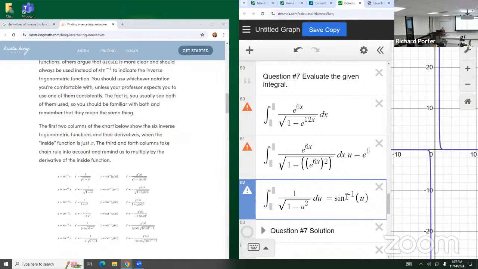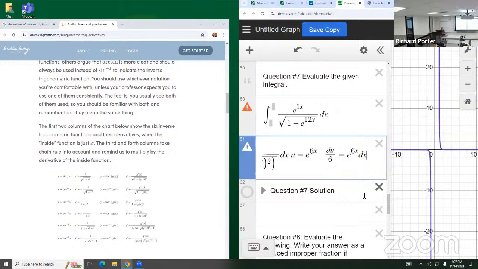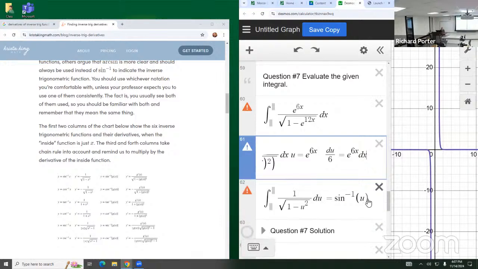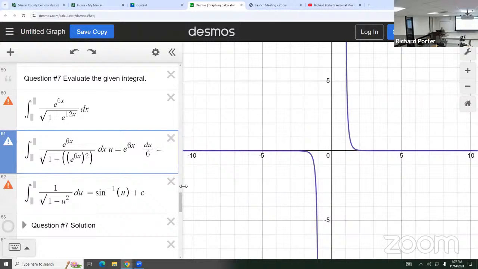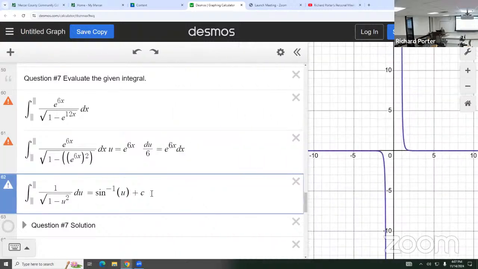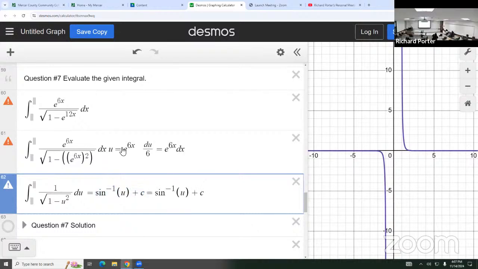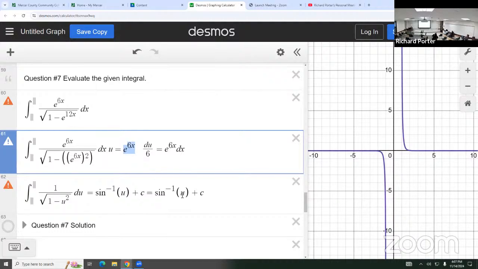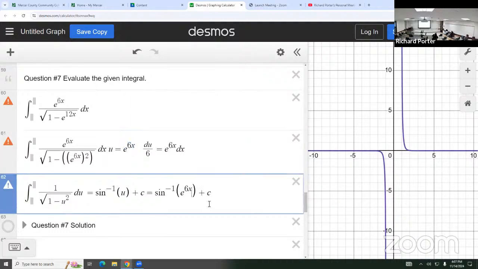So anyway, that's what you're supposed to do. And then you have to replace the u. You have to go back and finish this. So what do you have to do last? I have to put the e to the 6x back in for u. That's the final answer. That's what it is.